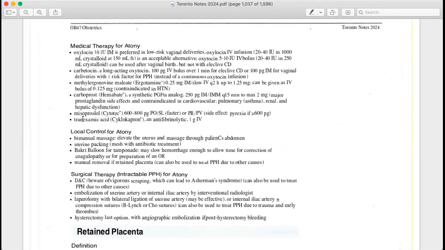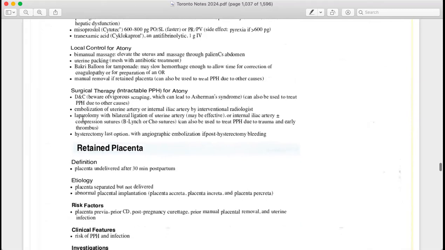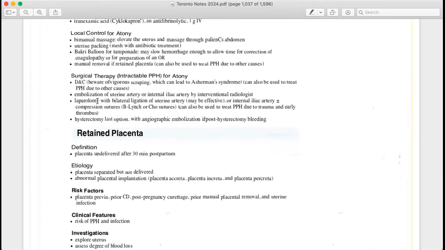Local control for the atony, bimanual massage, as I said. Local control is the thing you can do right away. Bimanual massage, you try packing, Bakri balloon, and then manual removal. So bimanual massage, you can do it right away, along with putting the uterine packing and then giving the oxytocin, if you have to choose three options. Then surgical is basically dilatation and curettage, but these options will come after ABC. Please don't mix it, okay? Dilatation and curettage, embolization, laparotomy, and then hysterectomy, as you can see from here.